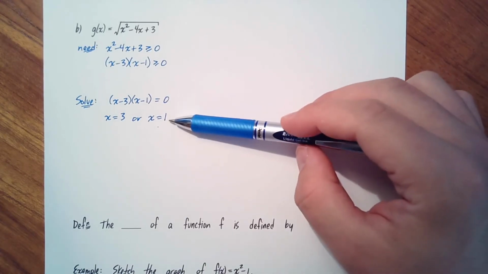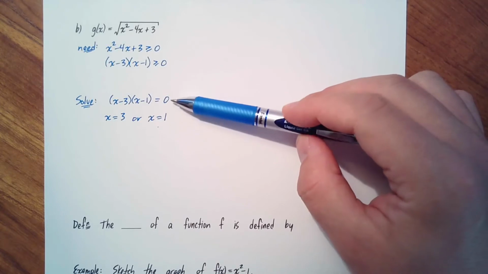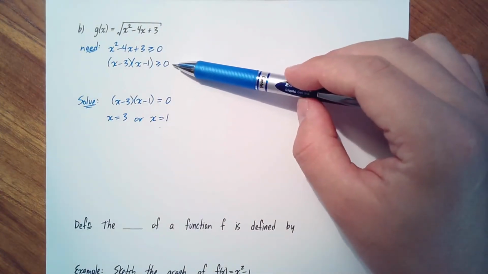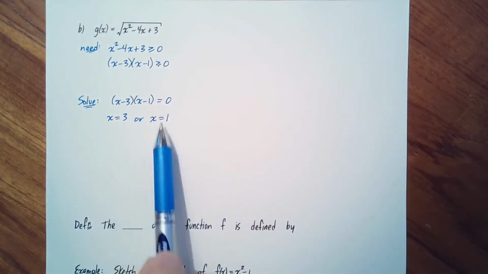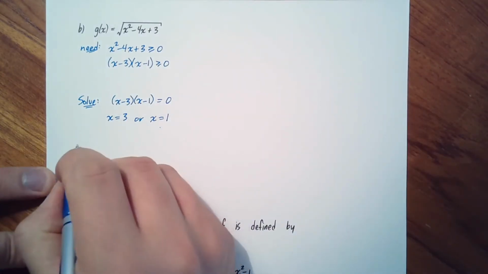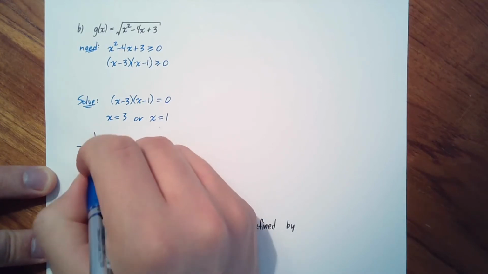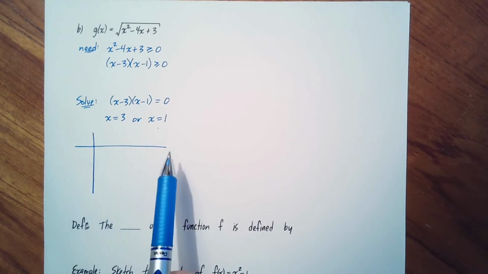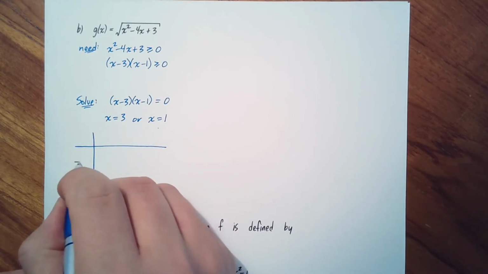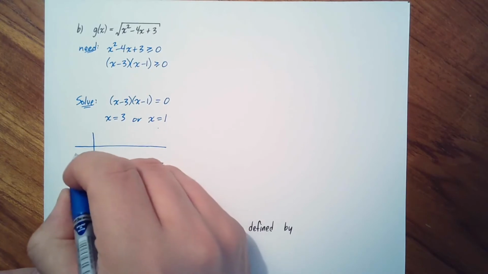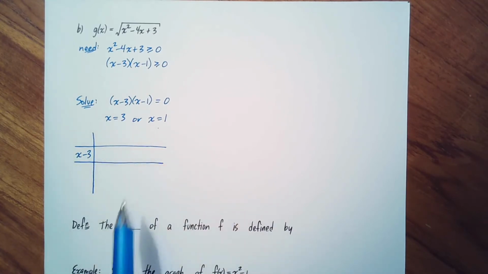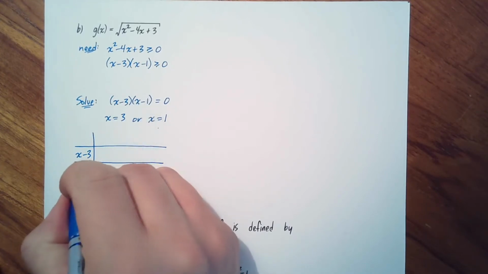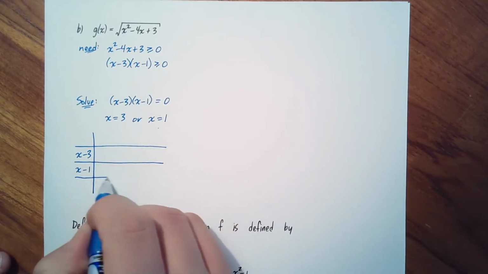We're not done, right? All we did is find the solutions to this equation, but we want to find all the solutions to this inequality, which there may be many, many more. But we're going to use these values to do it. So what we're going to do is draw ourselves a table. There's going to be 3 rows. One row is going to be for this first factor, x minus 3, and we need another row for this factor, x minus 1. Okay, so that is how we're going to start.